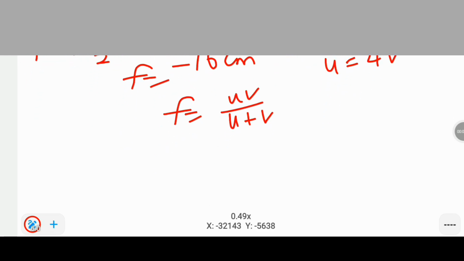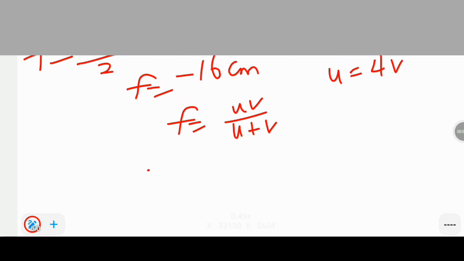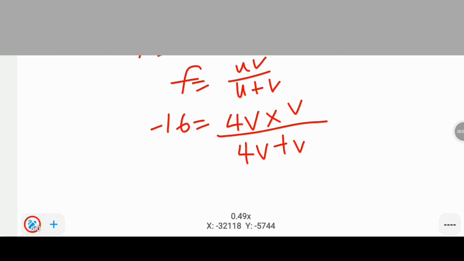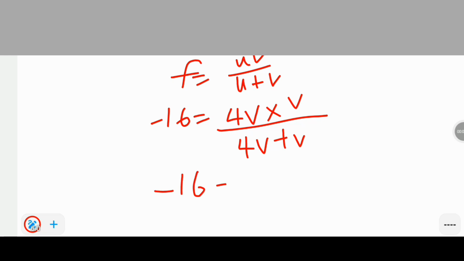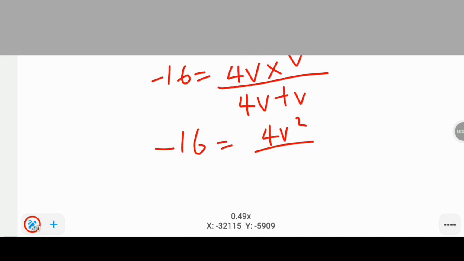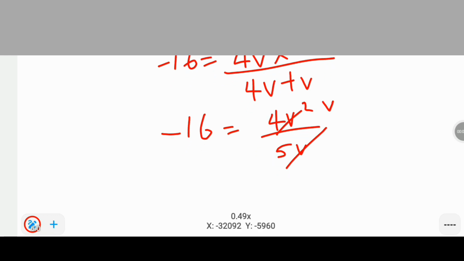Okay, now if you do that, you're going to get minus 16, which is the value for F. Then UV, our U is 4V. So anywhere you see U, put in 4V. So you give you 4V times, then you have V here, divided by, you have U here, you're going to write 4V plus V. So this will give you minus 16. Then this will give you 4V squared divided by 4V plus V will give you 5V. Okay, so this V can cancel this V. You're going to get a single V here. You're going to get just 4V.